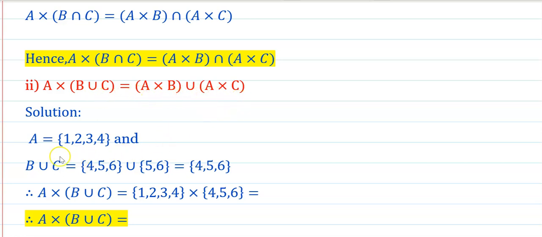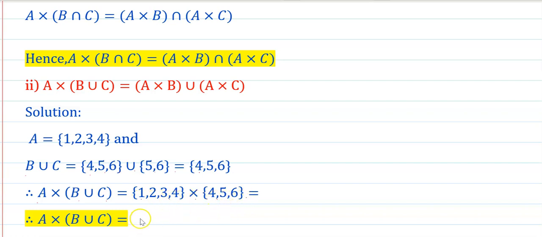Now, second one: A cross in bracket B union C is equal to A cross B union A cross C. Now, A is 1, 2, 3, 4. Next is B union C, that is 4, 5, 6 union 5, 6, which means 4, 5, 6. A cross in bracket B union C is 1, 2, 3, 4 cross 4, 5, 6.